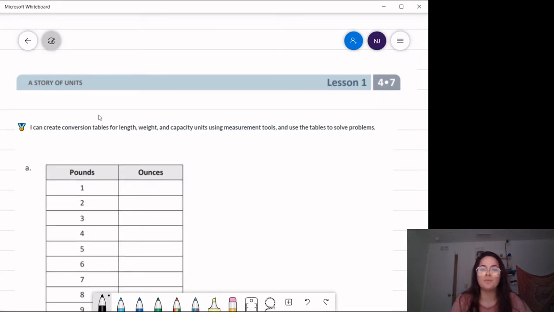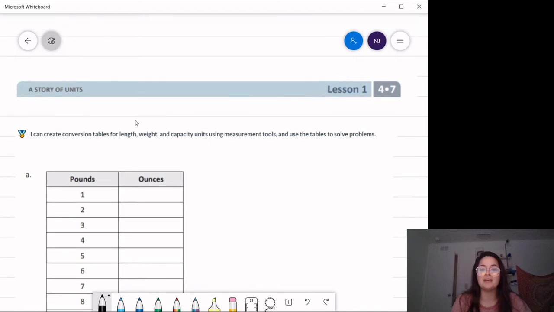Now for Lesson 1, you are going to need the Lesson 1 practice sheet. That can be found in your math workbook if you have it, and there should also be an announcement on our course page with a document that has the Lesson 1 and Lesson 2 practice sheets that you will need for this concept development.